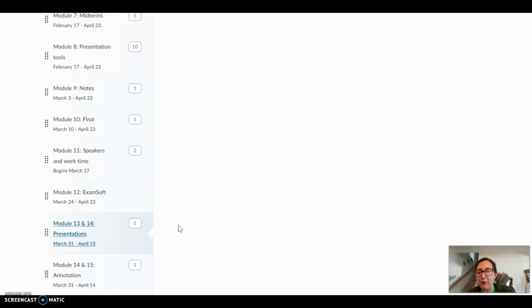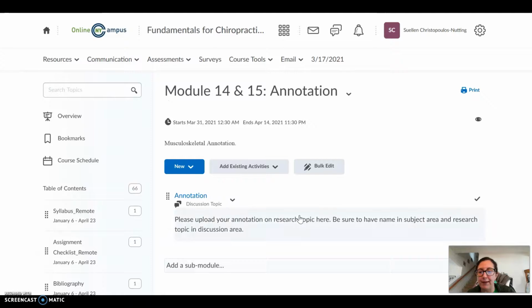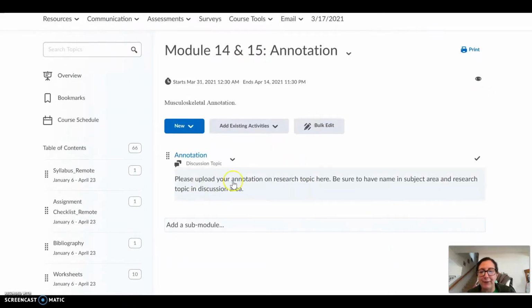And then if you go to module 14 and 15, this is where I ask you to put in your annotation. So again, please upload your annotation. Be sure to have your name and your subject area. So there's 2 separate areas. This starts March 31st and you have until April 14th. Okay? But those are 2 separate areas. So make sure you put your PowerPoint presentation in module 12 and 13, and then put your annotation in module 14 and 15. Okay? If you have any questions about anything, please contact me.